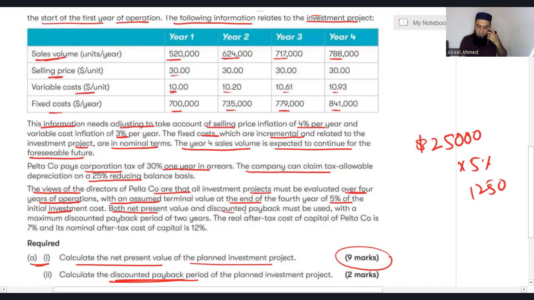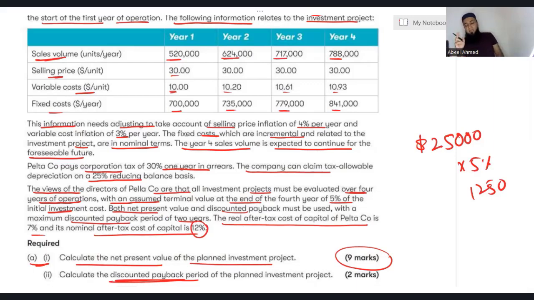Both NPV and discounted payback must be used with a maximum discounted payback period of 2 years. The real after-tax cost of capital is 7%. The nominal is 12. Now listen carefully. Right now, do not think anything about payback. We did not study it yet.